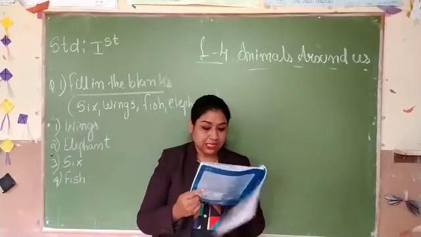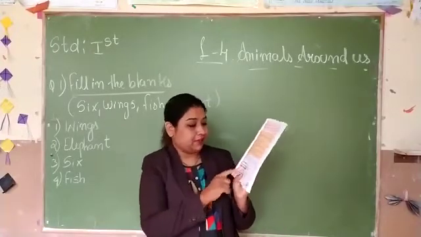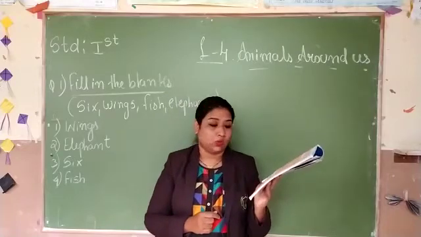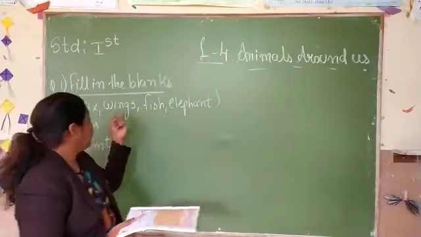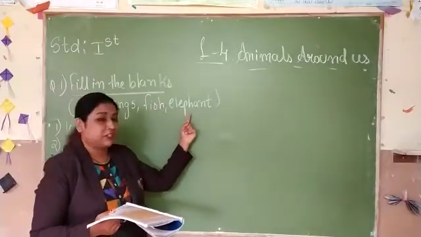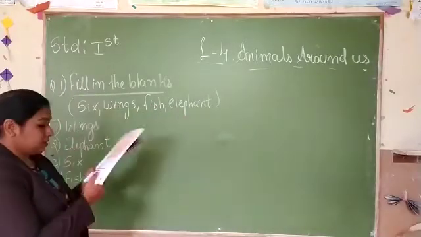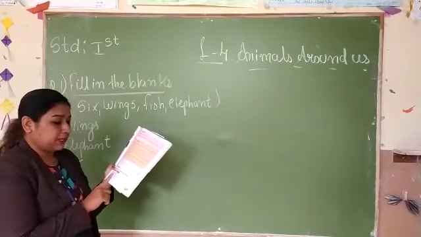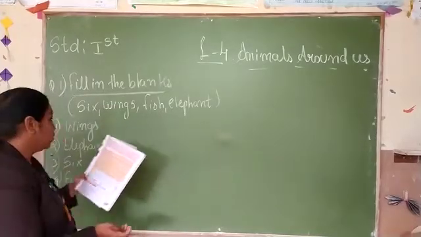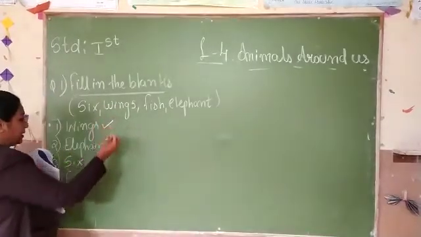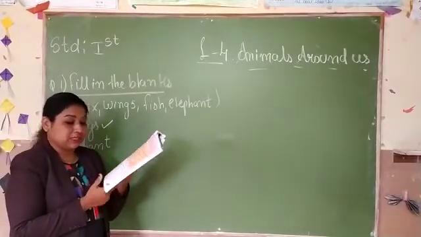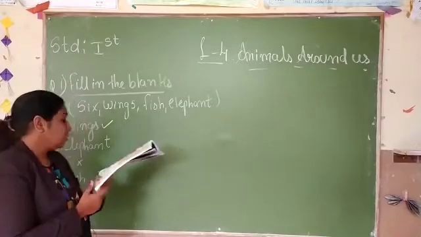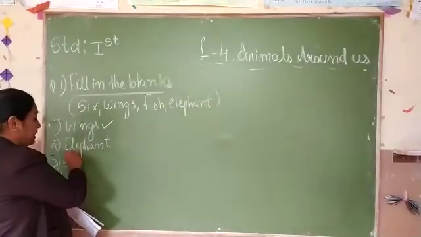31. See, the fill in the blanks is given there. Fill in the blanks with the word given below. And the words are sphinx, fish and elephant. The first question is, birds have wings to fly. The first answer is wings. The second one, dash is a big animal. An elephant is a big animal.